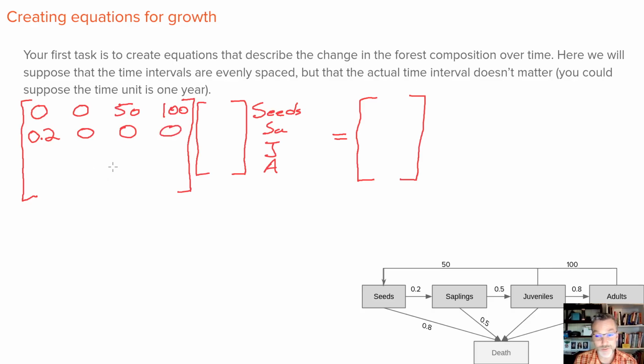Okay. Now I have to look at the number of juveniles that are produced. Well, the seeds don't become juveniles right away. The saplings become juveniles with 50% chance. Okay. Juveniles don't stick around. They either become adults or die, and adults don't become juveniles. Okay. And now we look at the number of adults. Well, seeds don't become adults. Saplings don't become adults. Juveniles become adults with an 80% chance, and adults stick around into the next population with an 80% chance.